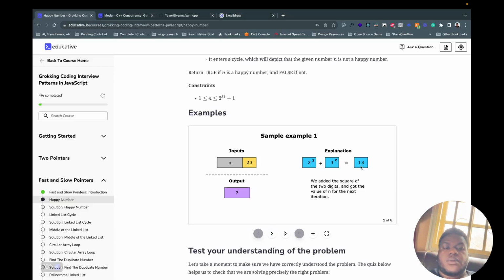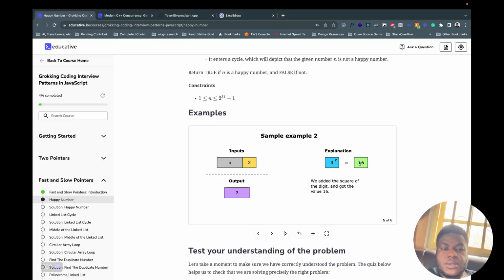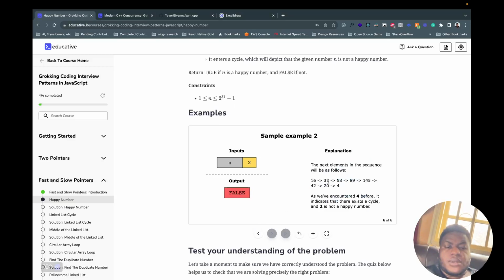So n is 23, start with 13. You add the squares of the digits, and then repeat for the next iteration. 13 gives you 10, 10 gives you 1, yay, happy number. 2 gives you 4, 4 gives 16, 16 gives 37, 37 gives 58, 89, 145, 42, 20, 4, that's a cycle. 2 is not a happy number.